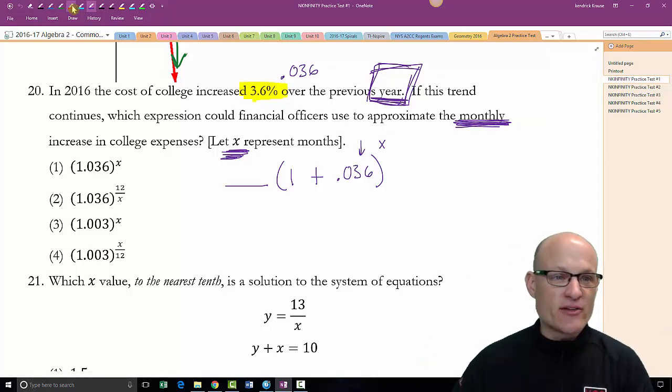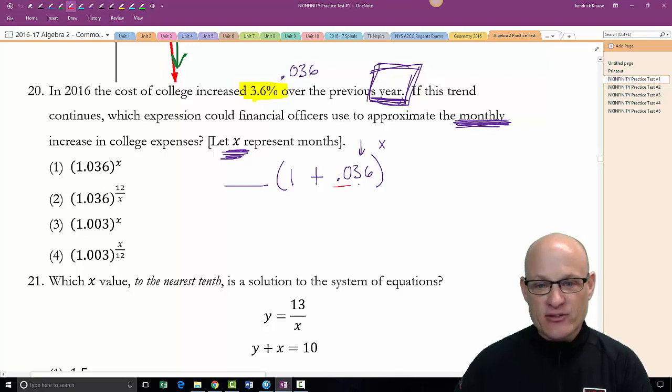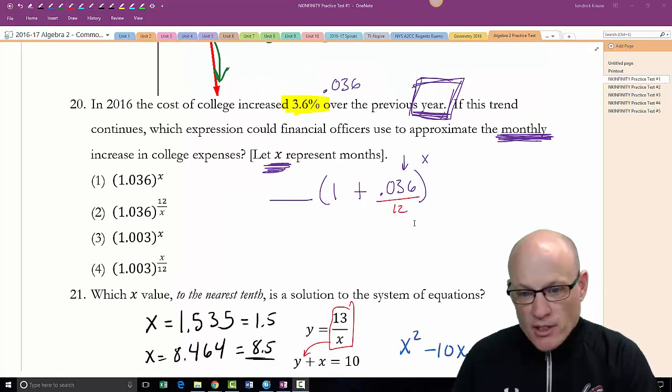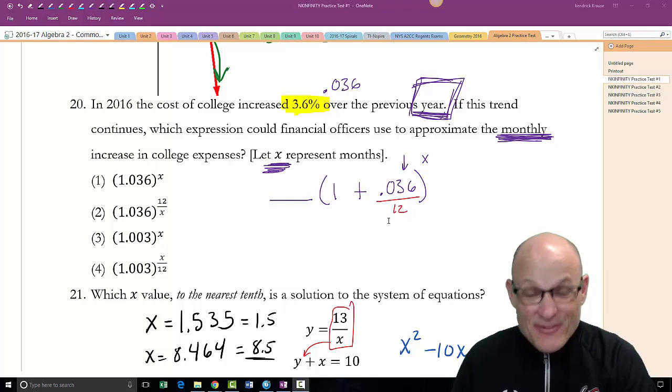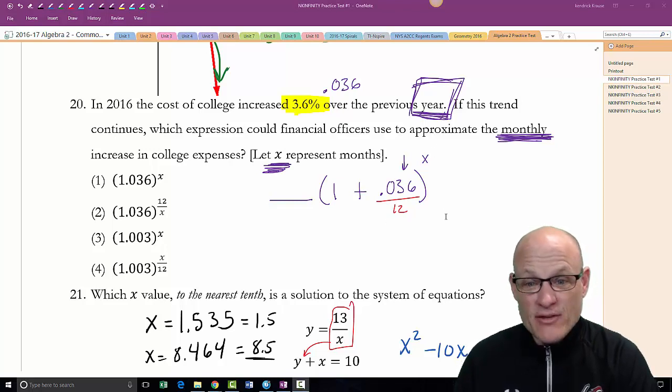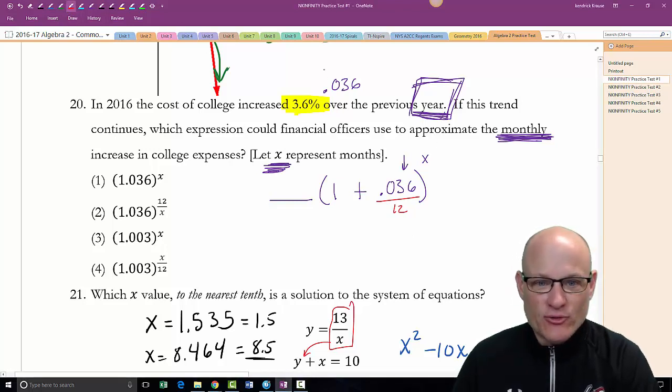So this is the trick to this problem. You had to take this and divide it by 12. So if you didn't divide it by 12, no. So that's the trick. Had to make sure you divide it by 12, because again, this is the monthly interest rate. So don't fall for that trick.